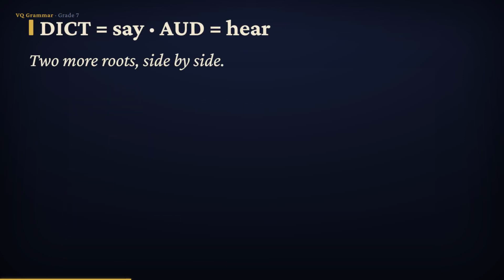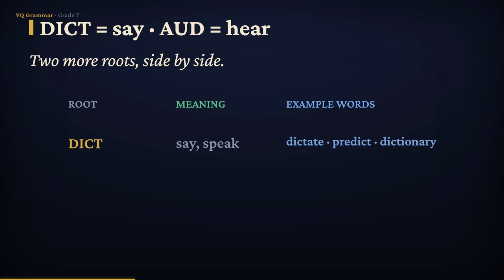Let's pick up the pace and take two roots together. First, DICT, which means to say or to speak. When you dictate a letter, you say the words aloud for someone to write down. When you predict, you say what will happen before it does. And a dictionary, of course, tells you how words are said and what they mean.